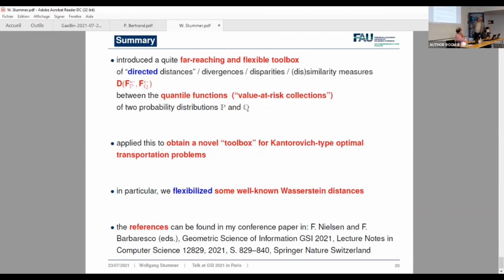Okay, so that's it. I introduced to you a quite far-reaching and flexible toolbox of directed distances between quantile functions. We applied it to the Kantorovich-type optimal transportation problems. And in particular, we flexibilized some well-known Wasserstein distances.